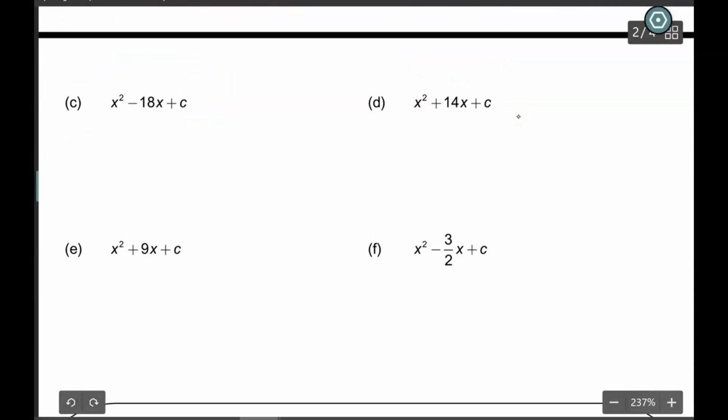Let's see if we can try some of these on our own. If you want to pause it here and see if you get these right, then we'll work through the problems.